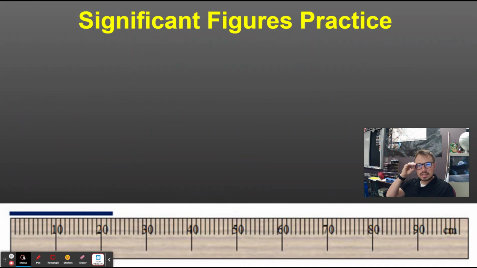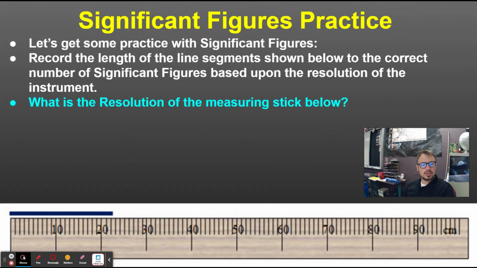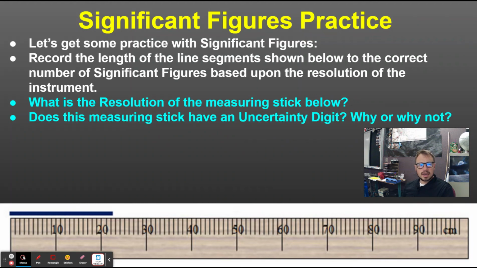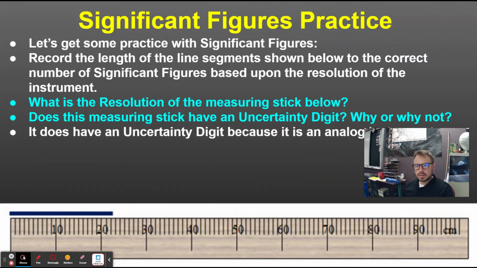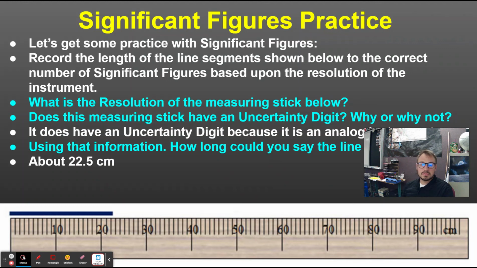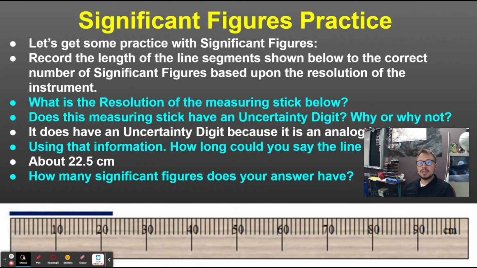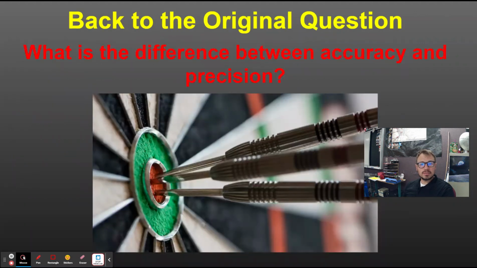So let's take a look at this last one. Okay, now I can look at this one. Now the resolution is going to be 1 millimeter, and sorry, 1 centimeter. But I could make an estimate because it does have an uncertainty digit, right? So I could say it's about 22.5 centimeters. It's somewhere in between 22 and 23 centimeters. So I would say about 22.5 centimeters. And this answer has three significant figures, right? So as I increase the resolution, I also increased the number of significant figures.